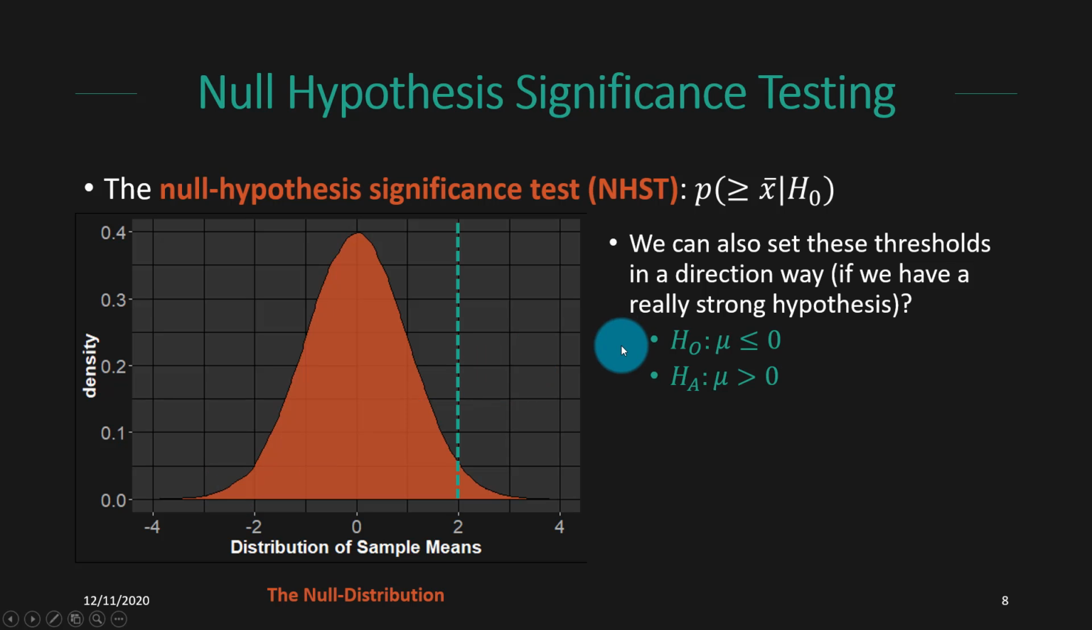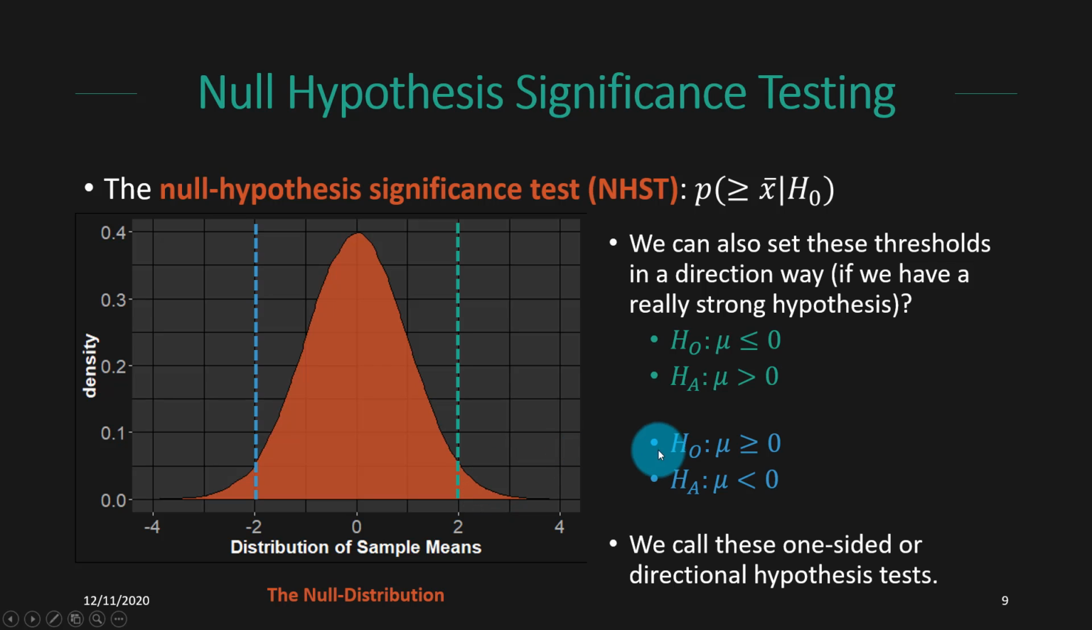Now, alternatively, if we have a strong reason for doing so, we can draw these thresholds in a directional way. And not necessarily test both sides at once, but we could say, okay, for a one-sided hypothesis test, we'll assume that mu is less than or equal to 0, and then we're interested in whether or not our sample mean crosses the threshold in this positive direction over here.